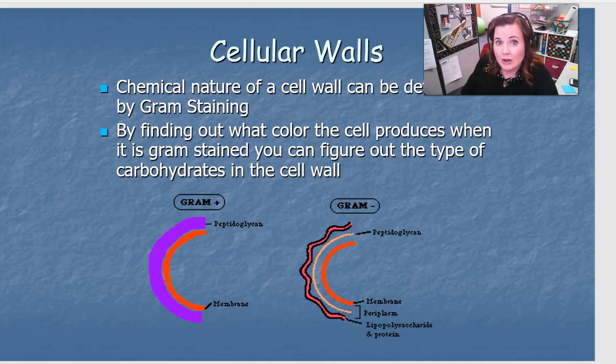Gram-negatives, like I said, tend to cause more human disease and human diseases that are more harmful, due in part to the fact that their cell walls are harder to penetrate, so it makes them harder to kill. Okay.